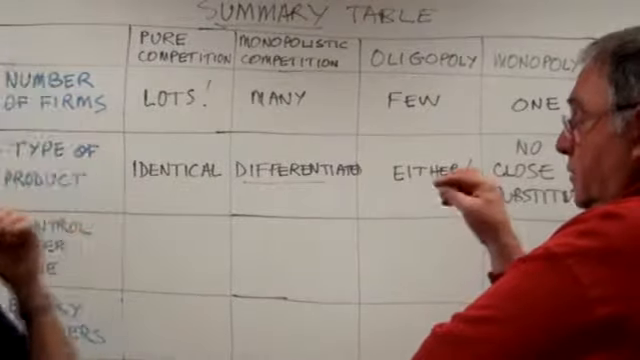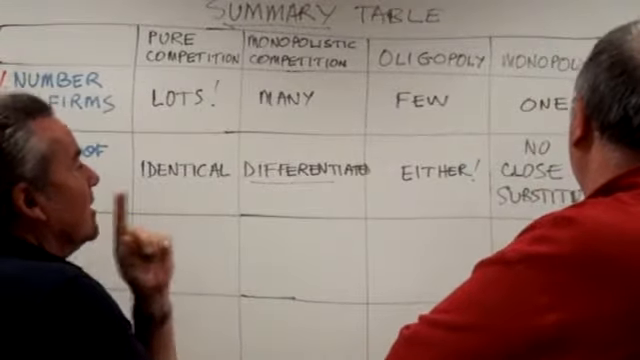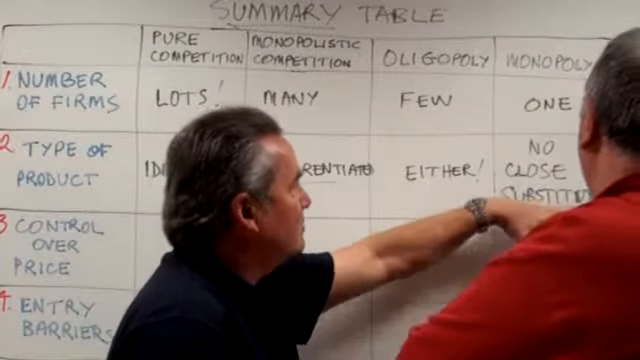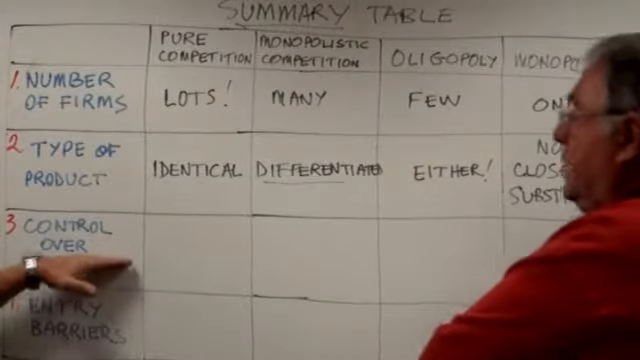And well, we're going to get to that. I take it there's mutual interdependence. And mono, no close substitutes. The only one, one product. Mono being one. Okay, what do we got?